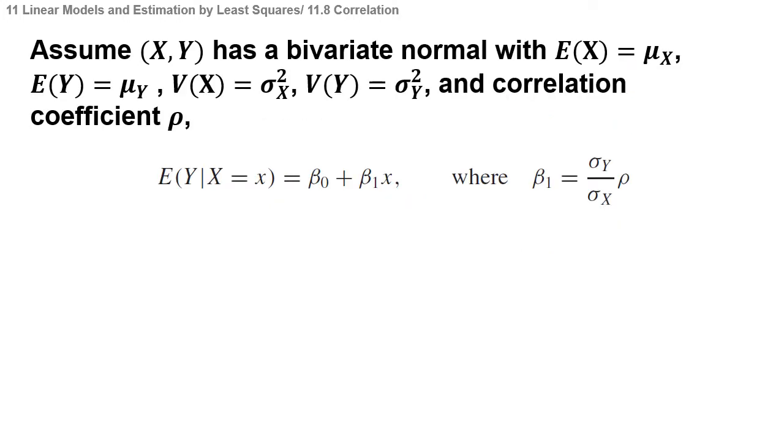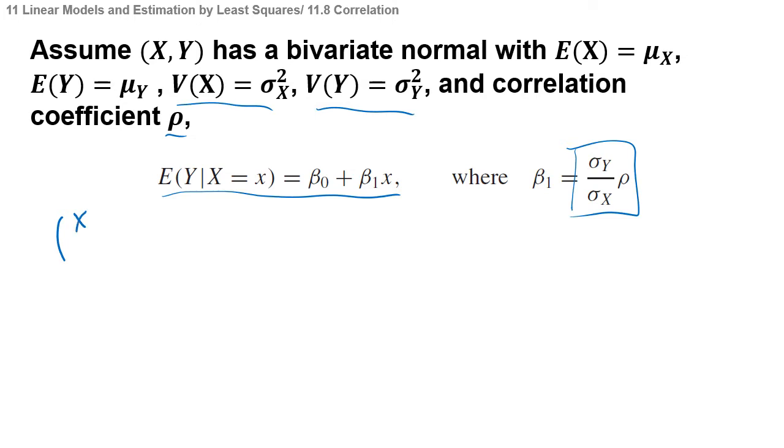Okay, let's consider the second case. For the second case, we may assume the variables x and y have a bivariate normal distribution with expected value of x being mu x and expected value of y being mu y, with variance components like this and correlation coefficient rho like this. In this case, we can model the situation like this: expected value of y given x equals x is beta 0 plus beta 1 x. And if we model it like this, we can show that beta 1 is this component. I will show why it can be shown like that.